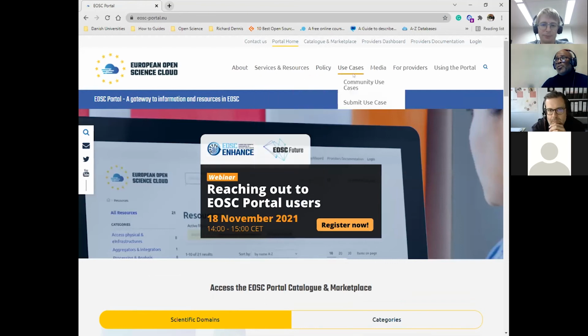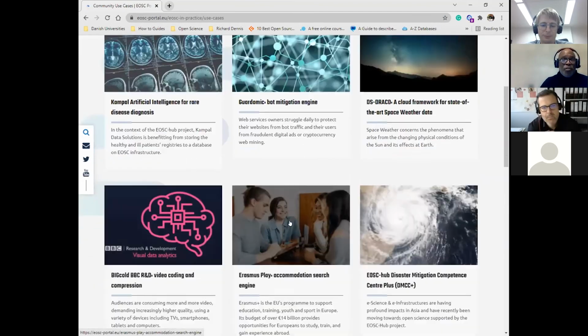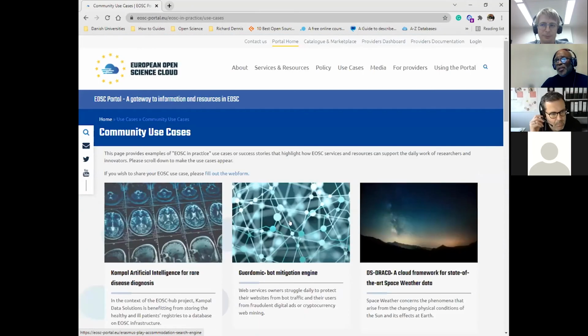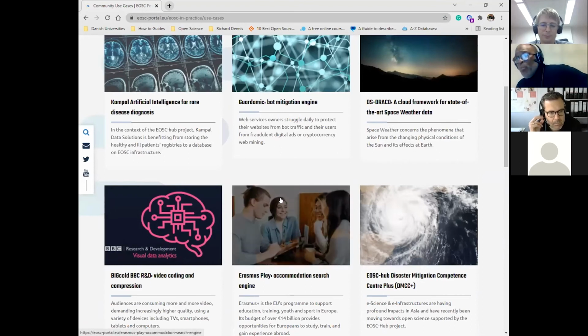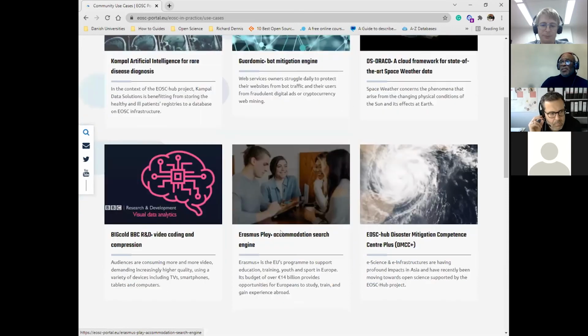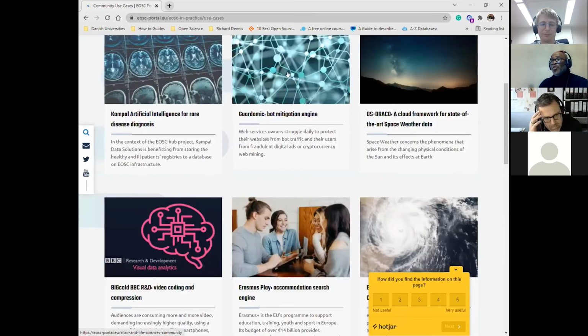Use cases, depending on what your domain is, whether it's in artificial intelligence, BBC, Elixir. These are the various community use cases.